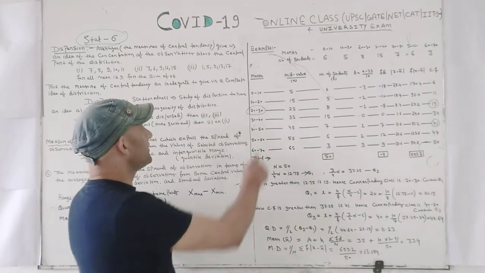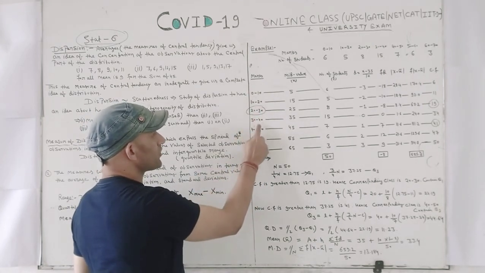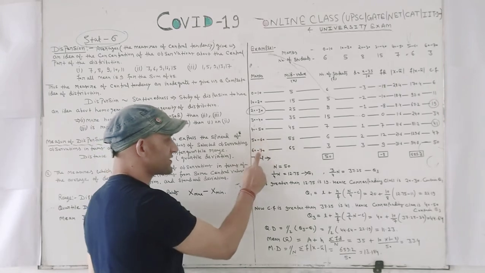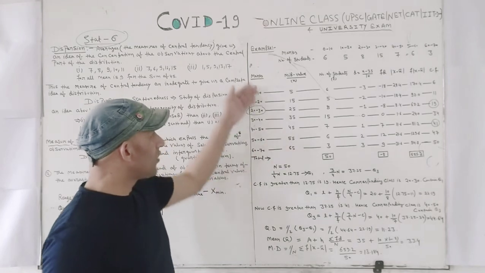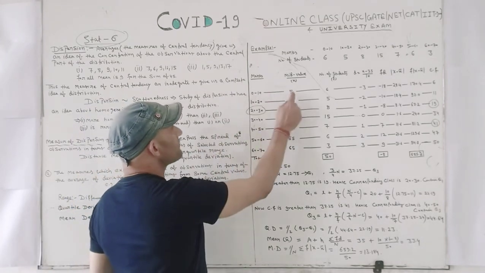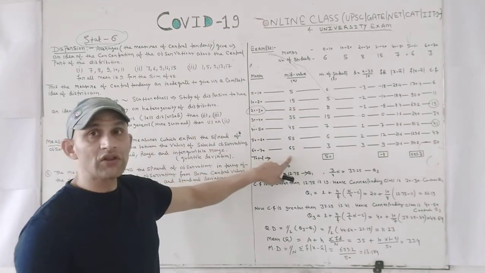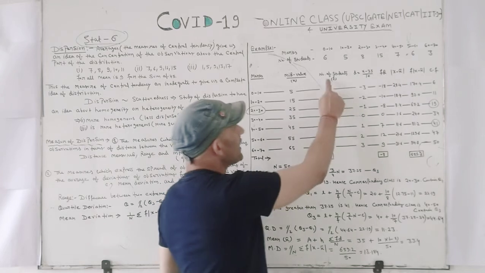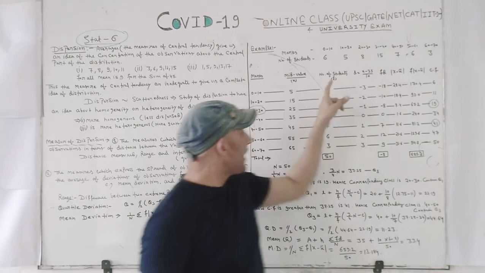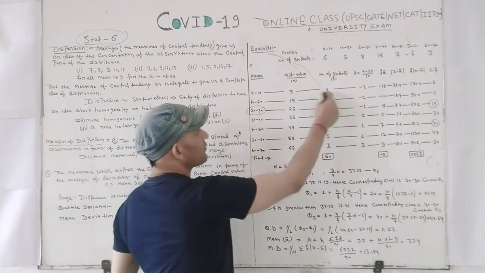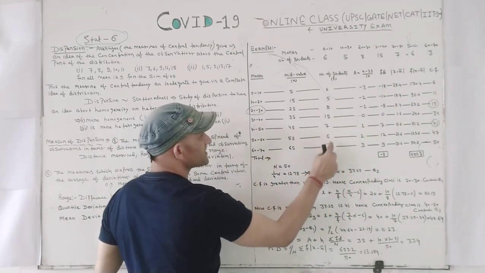In the table, these are the marks for the intervals 0 to 10, 10 to 20, 20 to 30, 30 to 40, 40 to 50, 50 to 60 and 60 to 70. Here we have written the mid value of each interval. From 0 to 10 the mid value is 5, from 10 to 20 the mid value is 15, and similarly we have written all the mid values. After that we have written the number of students, that is the frequency, which they have already given us: 6, 5, 8, 15, 7, 6, 3.